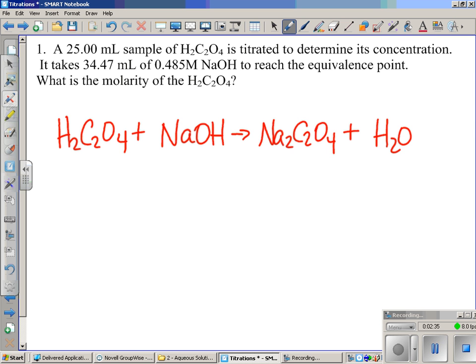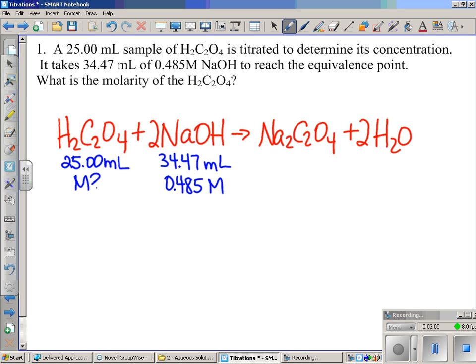They also have to be balanced, because anytime you use an equation for anything, you need it to be a balanced equation. Then what I like to do is isolate my information. So if you go through the problem, you find that they told us that we have a 25 milliliter sample of this, and that we have a 34.47 milliliter sample of this with a concentration of 0.485 molar. It makes it a lot easier to tell what to do, because it's obvious. Oh, I'm sorry, let's write down too that we want this molarity. If this is what we're trying to solve for, the acid, then we have to start with the base.